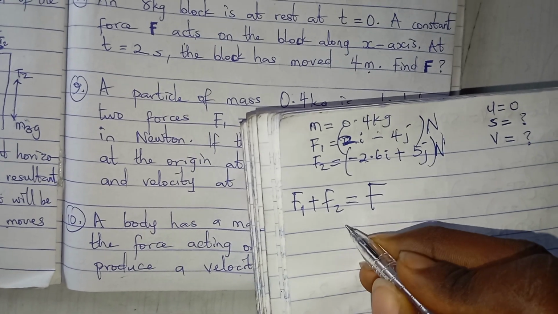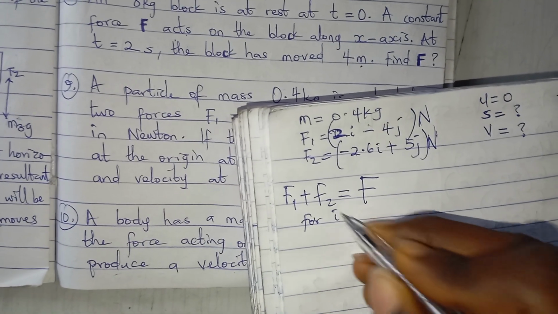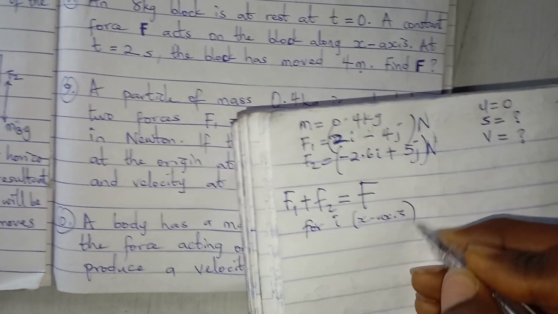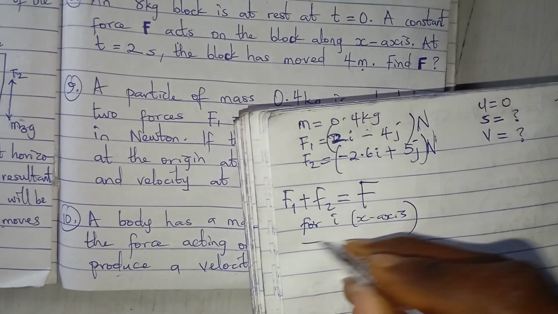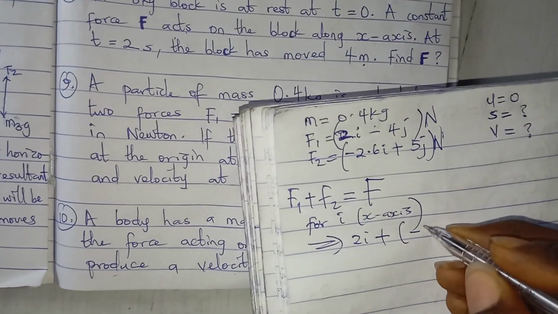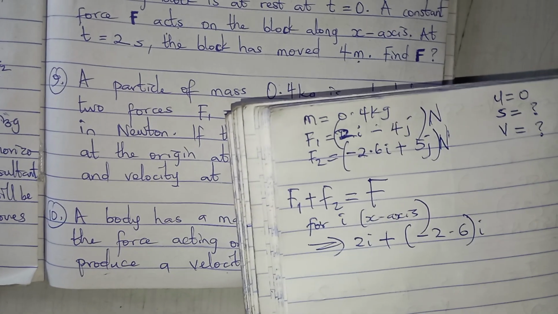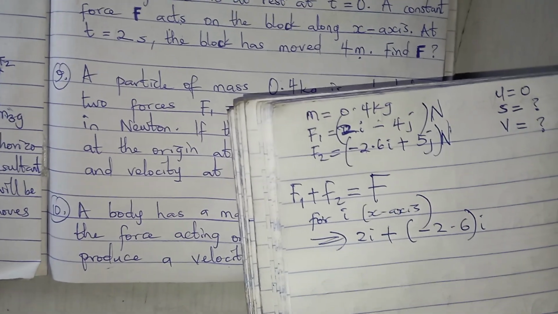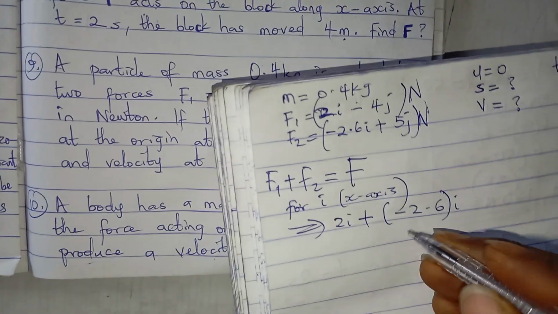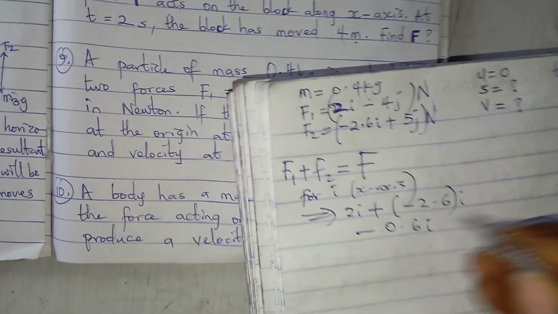So for I, which is the X axis, I will have 2I plus minus 2.6I. That should give me 0.6. 2 minus 2.6 is 0.6, and notice that it's carrying minus, so minus 0.6I.